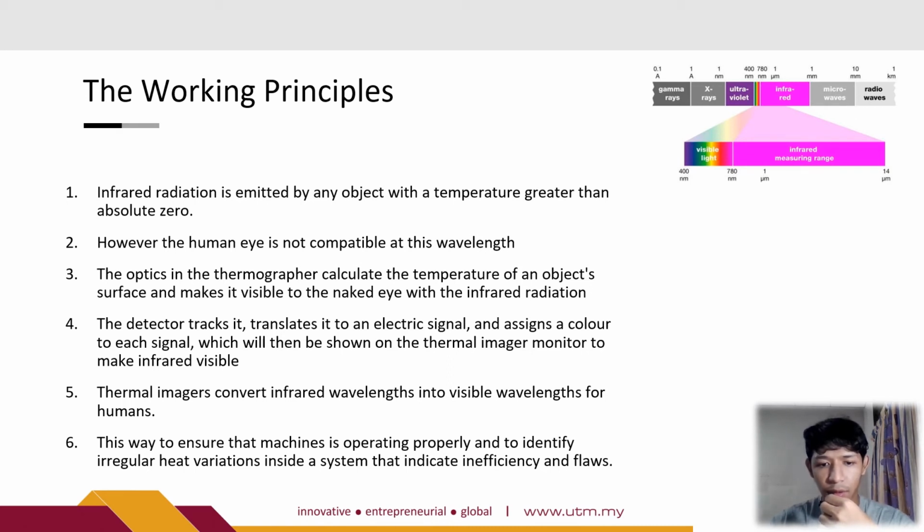Then it converts infrared wavelengths into visible wavelengths for humans, which is between 400 nanometers and 780 nanometers. And lastly, this is a way to ensure that machines operate properly, to identify irregular heat variations inside the system that indicate flaws or inefficiency in the railway if it is too hot. Thank you.